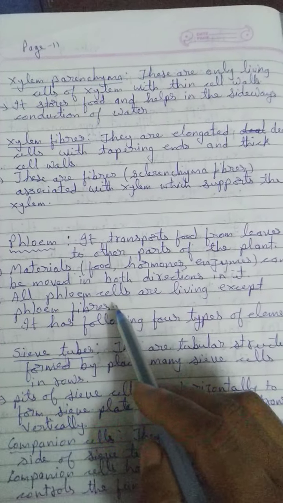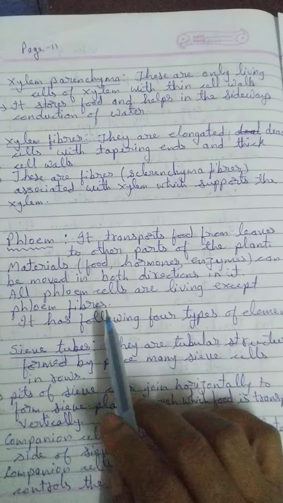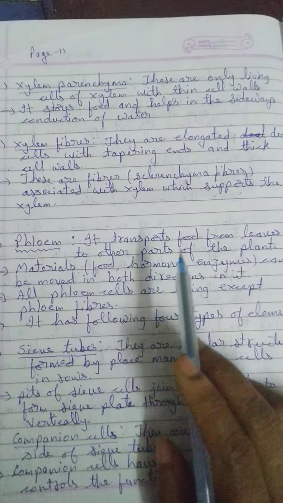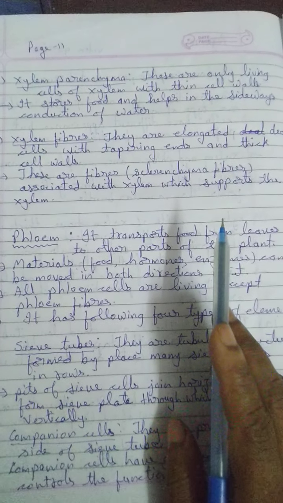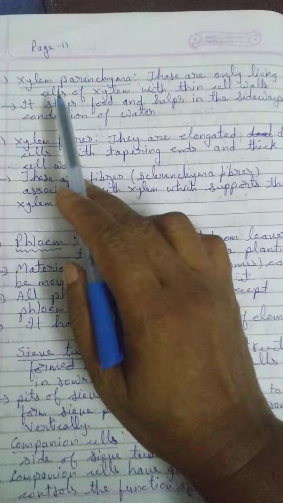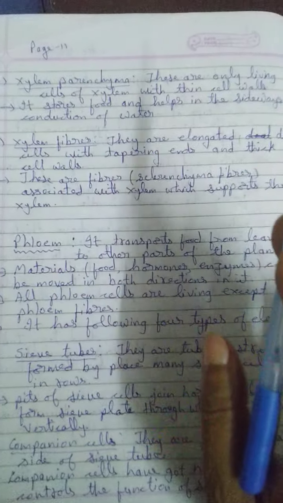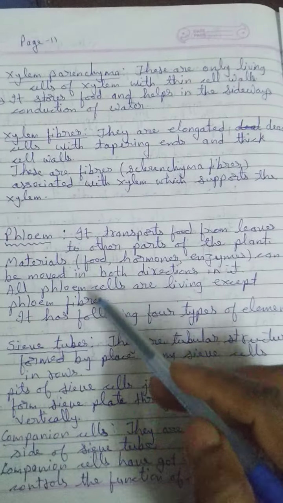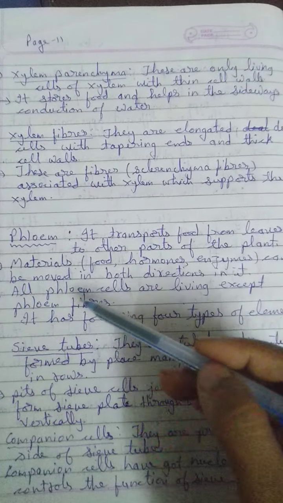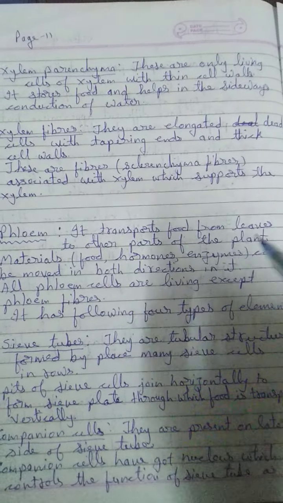Then all the phloem cells are living except phloem fibers. It is the opposite of xylem. In xylem, all the xylem cells are dead except xylem parenchyma. Xylem parenchyma only is living, and here all of them are living, only phloem fiber is dead. Dead means they are not having nucleus.